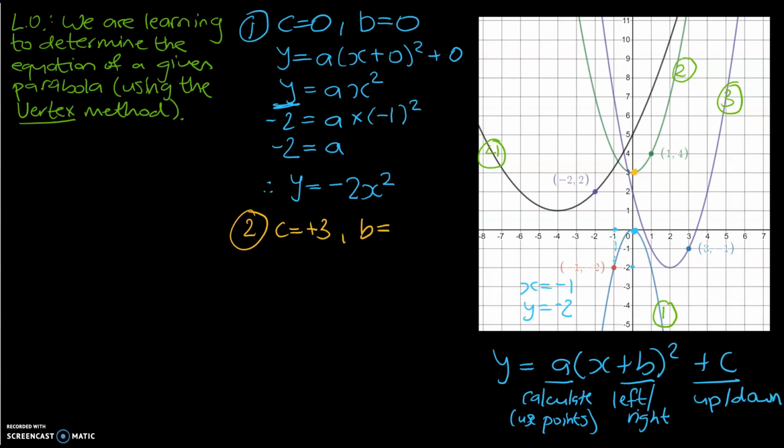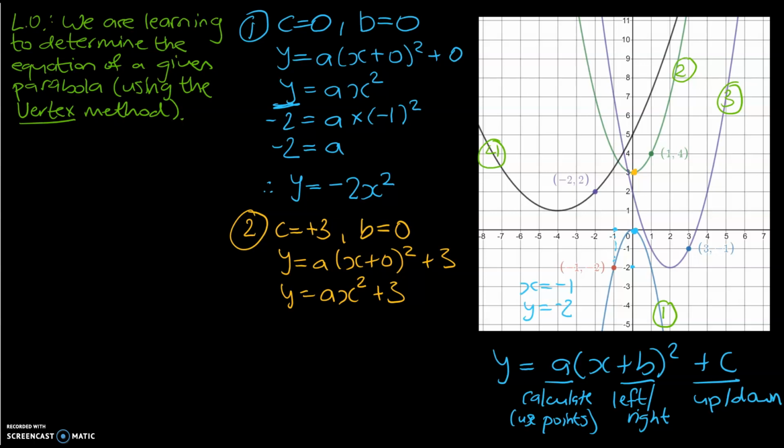And the b value, has it been moved left or right? It doesn't look like it's moved left or right. So that means b is going to be equal to 0. We're then going to put those into our equation. So y is going to be equal to a(x + 0)² + 3. And we're then going to simplify that. So y is going to be equal to ax² + 3.